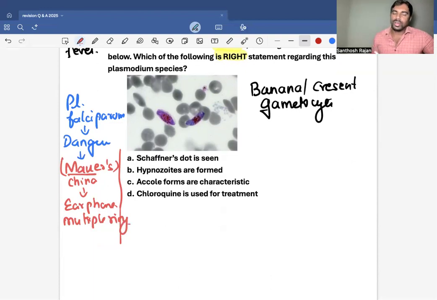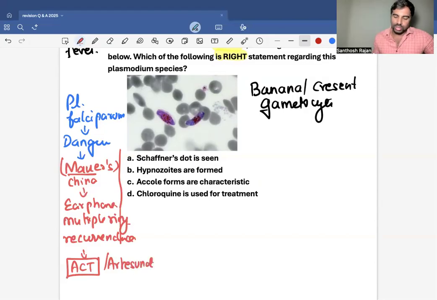Okay, they have multiple rings. And then they always call this recrudescence. Recrudescence is fast occurring, it reoccurs very fast. Okay, and normal drugs will not work. We have to give advanced drugs like what? ACT therapy, artesunate combination therapy. These types of combination drugs only you can give, otherwise it will not work.